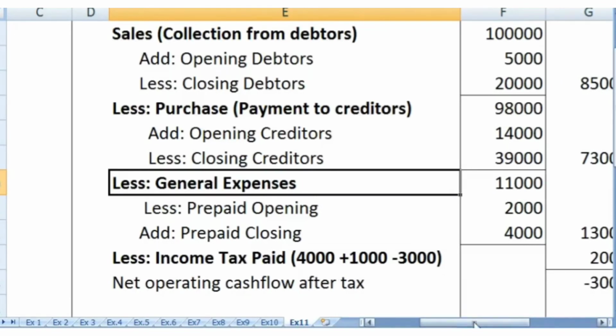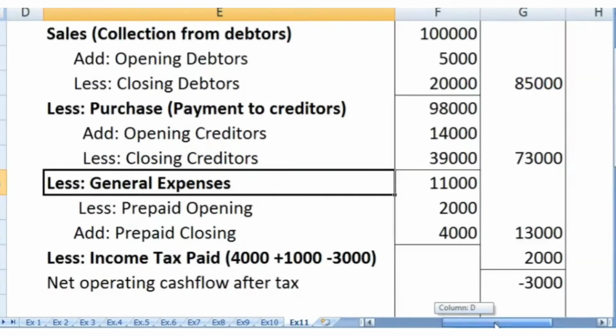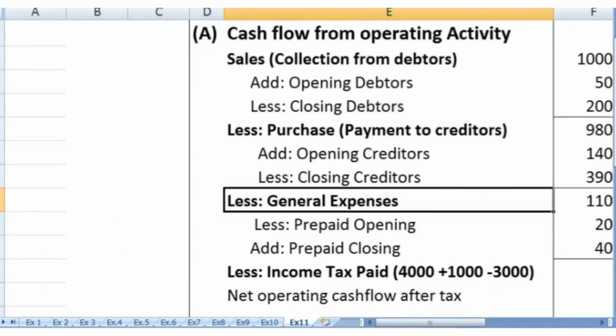Clear? So this is your operating cash flow by direct method. I hope you are not having any confusion in it. Okay. If you are having any confusion, you can tell me. Do you have? No, sir. Okay.